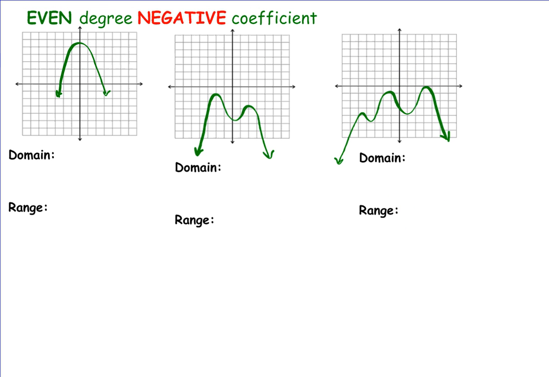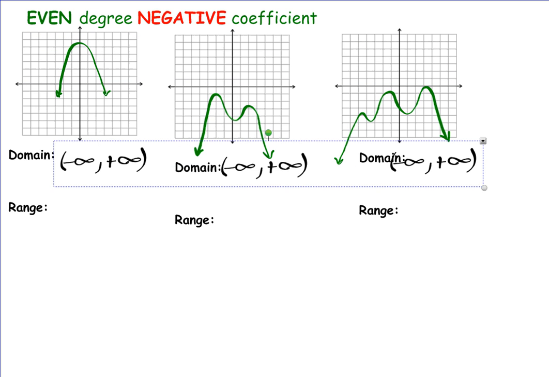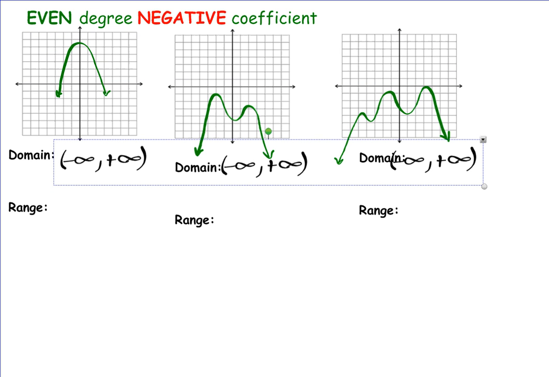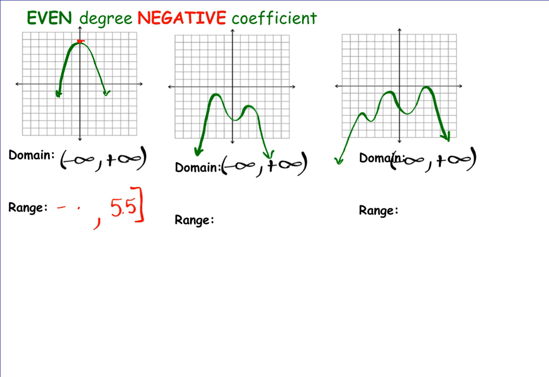Now, one last one. Even degree, negative coefficient, the opposite of what we just did. Again, my domain is all real numbers. What we have to pay attention to is how high we have gone. So I want to know how high I am right here. That looks to be about 5.5. Now I wrote it on the other side, didn't I? Because that's the highest point it's going to get. The lowest is going to be negative infinity.